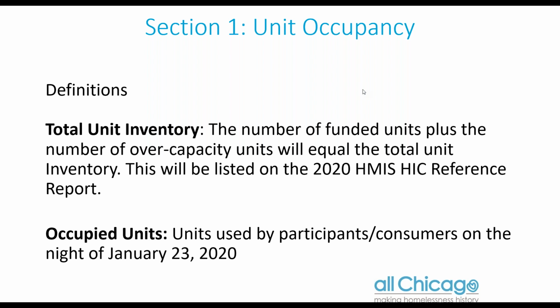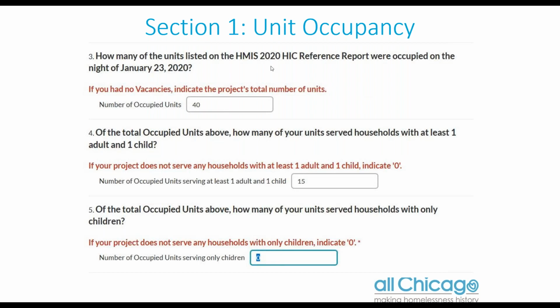Moving into what the actual survey will look like. So this is another screenshot. For this example, the first question asks, how many of the units listed on the 2020 HIC reference report were occupied on the night of January 23rd, 2020? So if we want to say that there were 40 units on the inventory column on the reference report, that would mean that I would then put 40 here.